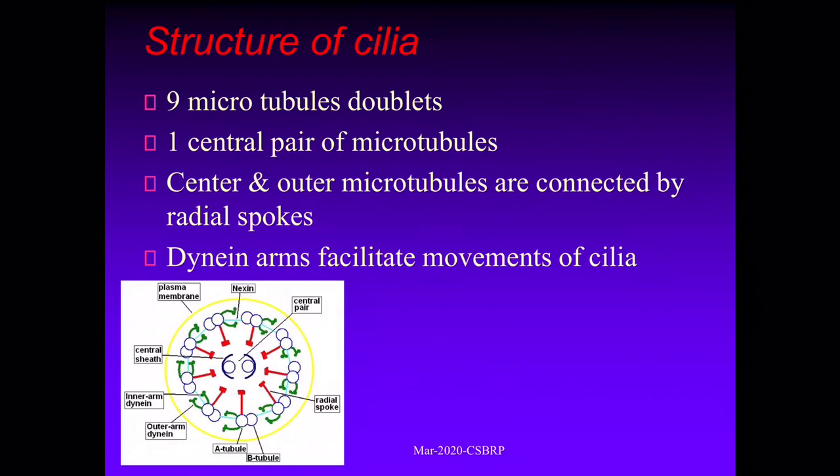So structure of cilia: 9 microtubule doublets at the periphery, 1 central pair of microtubules, and the center and outer microtubules are connected by radial spokes, and Dynein arms, which are represented by green colored structures, facilitate movement of the cilia.